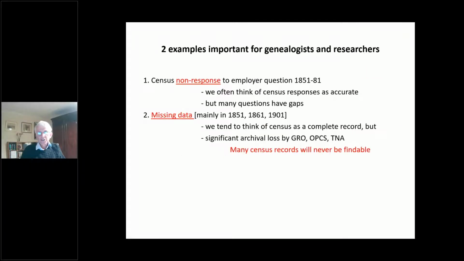And that's why I want to share with you some of the findings that I think are particularly relevant to you as one-name studies people and local history historians. So census non-response is one and missing data is the other. We like to think of the census as a rather accurate record and a complete record, but actually I think, as you already know, is not that. It's often imperfect. But here's some of the stuff we've been able to do to find out how imperfect it is on issues like non-response and missing data.